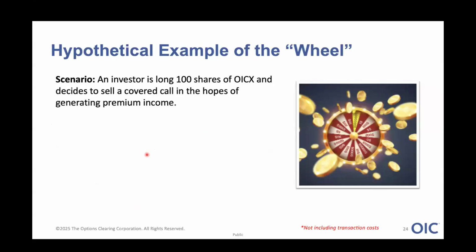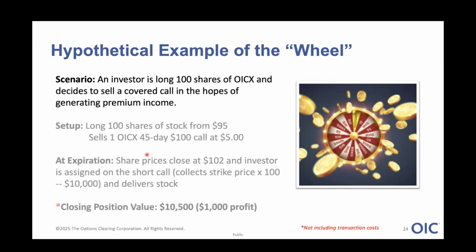An investor is long 100 shares of OICX and decides to sell a covered call in hopes of generating premium income. And once again, a covered call is also a neutral to moderately bullish option strategy.